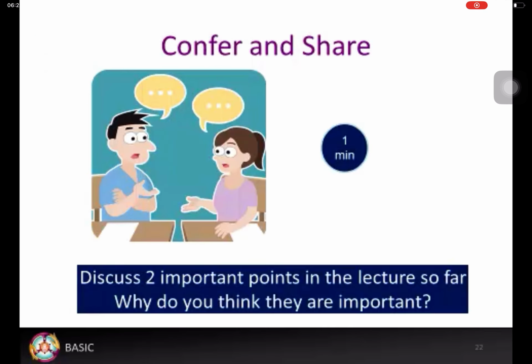Spend a minute to reflect on what you've learned so far. Think of 2 important learning points and why they are important.